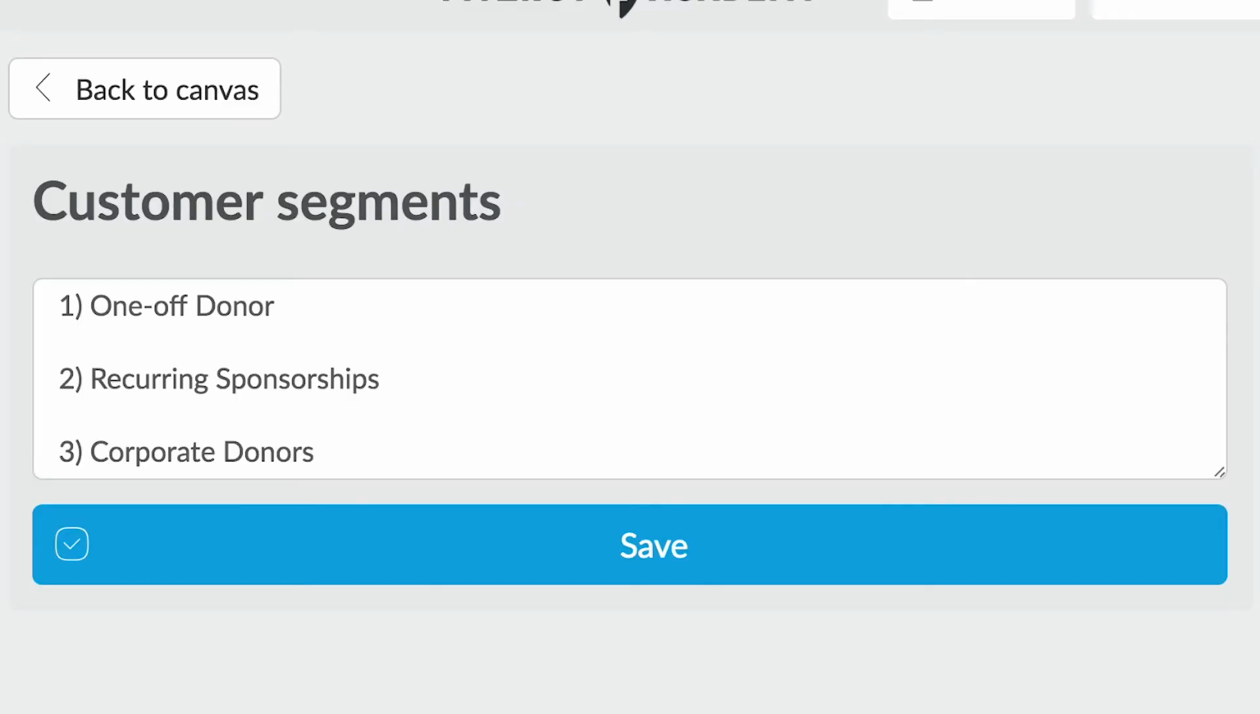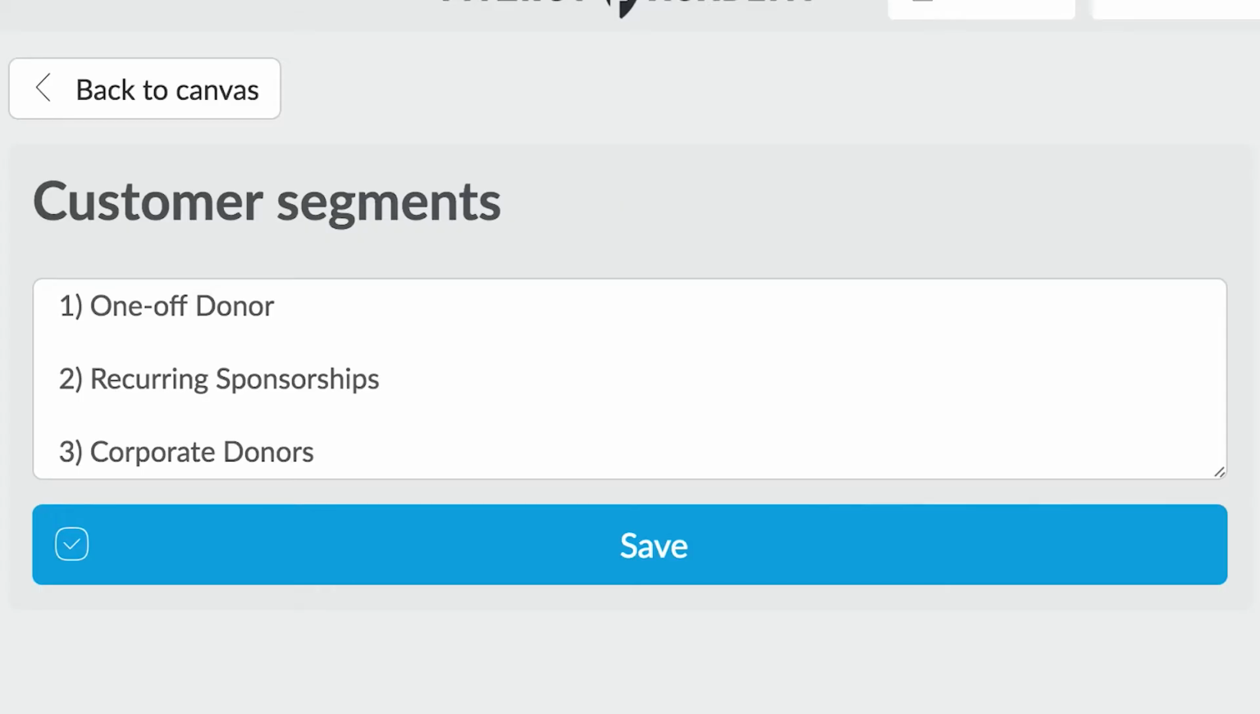The first one here is the one-off donor. So this is someone who's made a donation once and they have no intention of giving you any money again. This might be someone who signed up because their friend was raising funds for you. It might be they physically handed over some cash in the street, or it might be that they found one of your campaigns and gave a single donation and didn't leave any of their details.